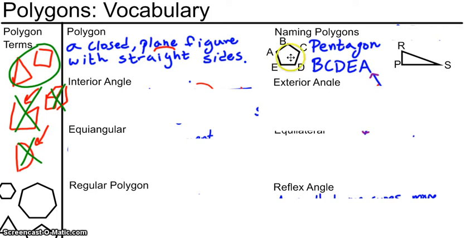We could use another letter to start. We could call this pentagon D, E, A, B, C. And we could go backwards. We can call it pentagon D, C, B, A, E. As long as we're going in order around the outside and naming all of those points, all of those vertices.